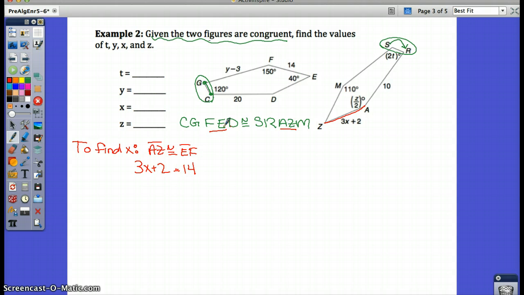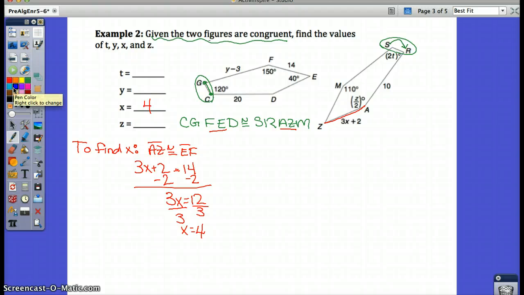So I like to pull my equation out of this congruence statement. Then you can just solve that equation. To get x by itself, subtract 2, and then divide by 3. One variable down. All right, let's solve for another one.